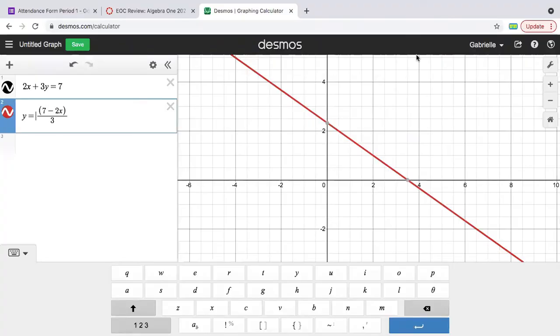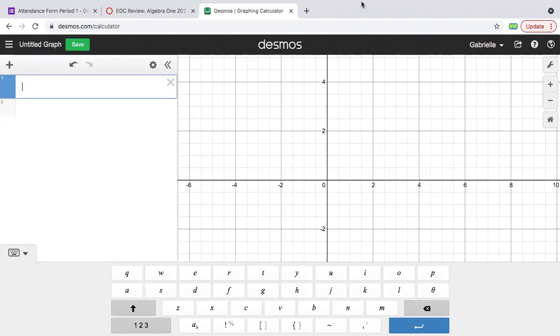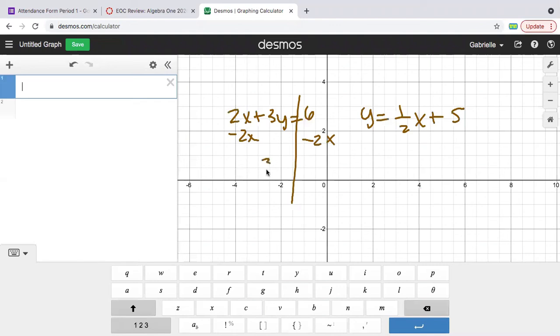So I forgot one thing. Let's say there was a question that asked you for the solution between two equations. And I gave you like 2x plus 3y equals 6 and y equals 1/2 x plus 5. Remember, before I can do anything though, I need to change it into slope-intercept form, both of them. So minus 2x, 3y equals 6 minus 2x, divide both sides by 3. So that means y equals, you can divide it out or you can leave it like this. 6 divided by 3 is 2, negative 2 divided by 3 is negative 2/3 x.